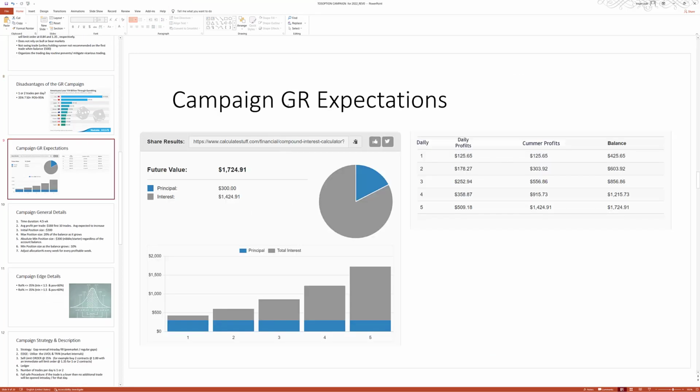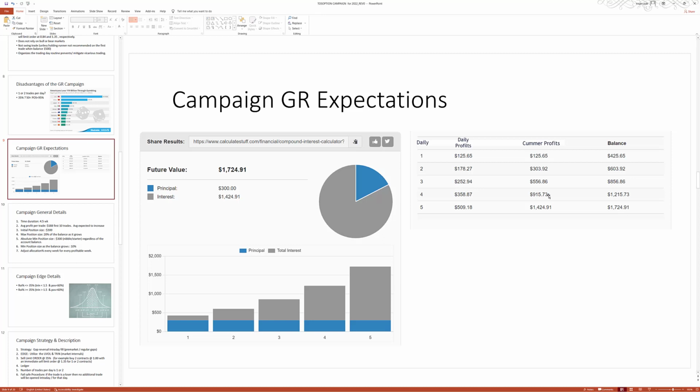So I went through the campaign gap reversal expectations using a $300 initial trade investment. So that capital that I'm using from the $1,500, I'm using $300, which is 20%. And over the course of 5 trades, you should see profits coming in based on this column here, with respect to the number of trades you've taken.